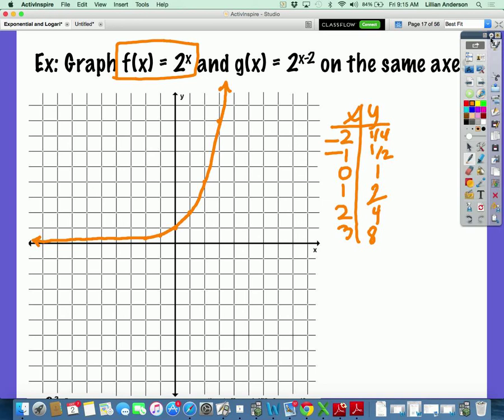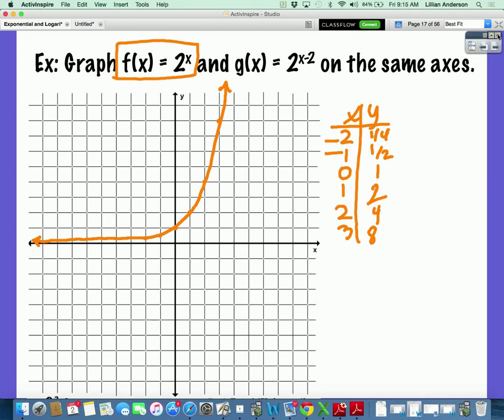That -2 means what? So we're going to move to the right 2. That means that every point is going to move to the right 2. So this point here is going to move here. This point here is going to move here. And just move everything over 2 units, and you basically draw a similar curve. Questions? Did everybody get that?